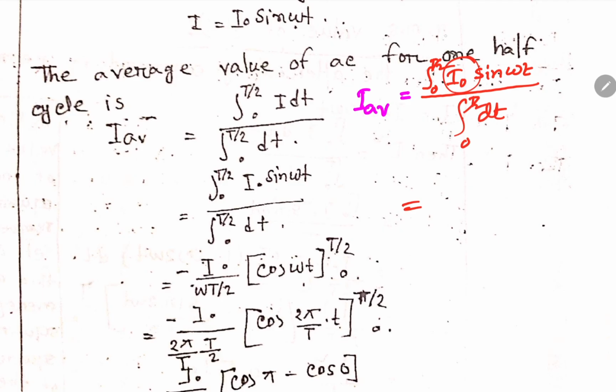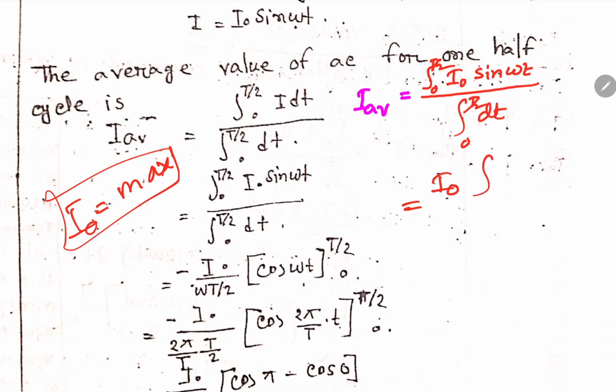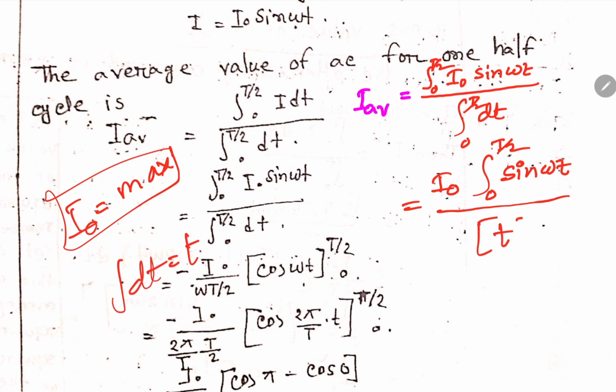Now my I naught is a fixed value. The highest value is always the fixed value, right? Maximum value or highest value, which is the peak value of current. And you can take peak value outside of the integration, as it is a constant. So you can take it outside. And this value right here, dt, if you take the integration of dt, you get simply t. So I get t within the limit 0 to t by 2.